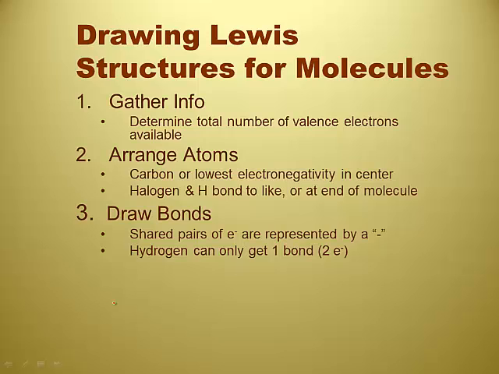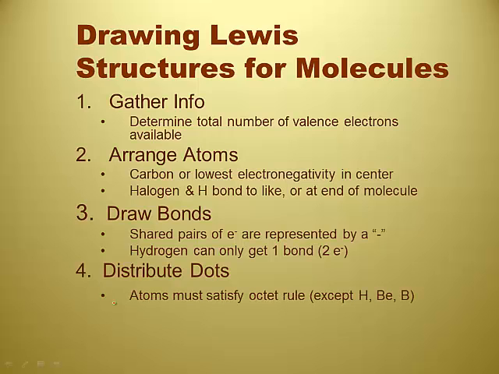And a couple of rules for this. Hydrogen can only get one bond. Hydrogen's the only terminal atom that has an exception to the octet rule. And then you distribute your remaining dots. All atoms must satisfy the octet rule, except for hydrogen, beryllium, and boron.